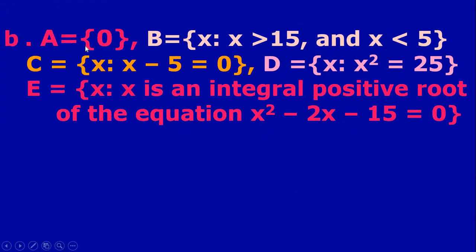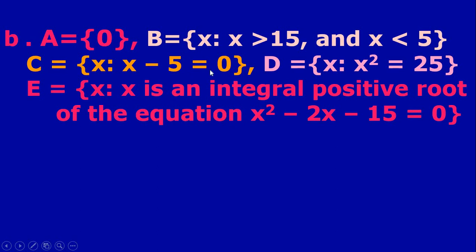So next one, A equal to set containing 0, B equal to set of all x such that x is greater than 15 and x is less than 5. C equal to set of all x such that x minus 5 equal to 0. D equal to set of all x such that x square equal to 25. And E is set of all x such that x is an integral positive root of the equation x square minus 2x minus 15 equal to 0. Now here A is already given, it is set containing 0. Now solve this. B is greater than 15, less than 5. You have to find one number which is more than 15, less than 5. It is not possible. Therefore B is empty set.